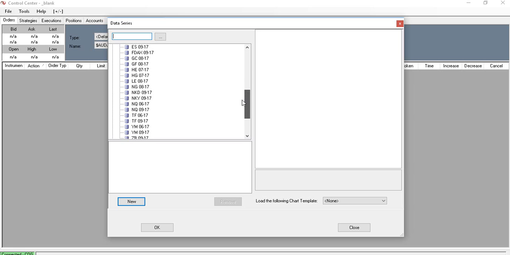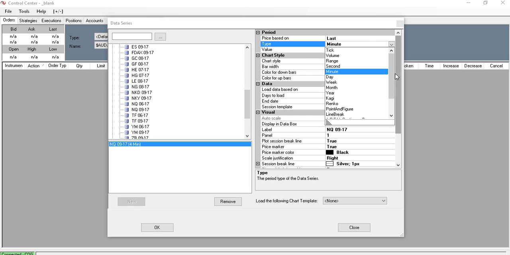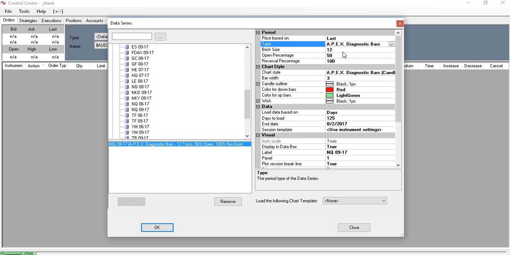Let me explain those to you briefly here. If we go right here where it says minute and click that, we've got a drop down box, and we go right here to Apex diagnostic bars. You'll have access to this once you've downloaded the Apex toolkit. And we're going to use a 10 tick bar. Let me explain to you what that is.